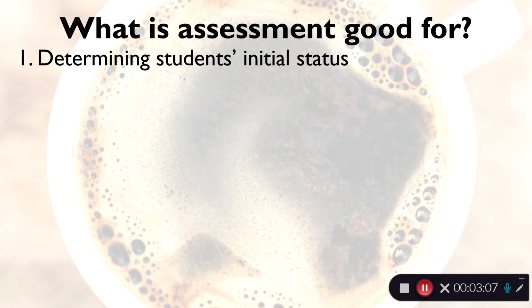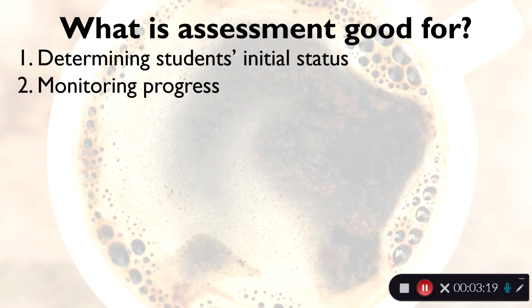So here are some real things. We can use assessment to determine students' initial status, right? Before instruction, we can say, what do the students already know about this topic? What can we assume about their prior engagement with the topic? We can monitor progress, right? Halfway through a unit, we can say, okay, so where are we? How are we doing halfway through? How are we progressing?